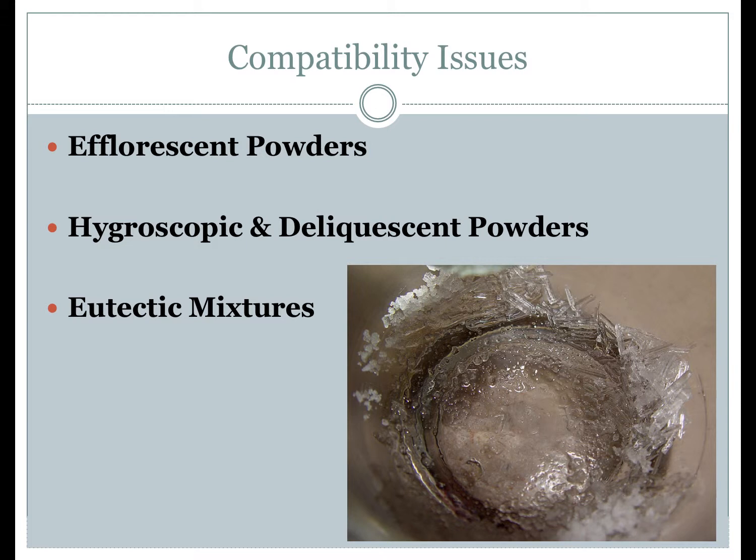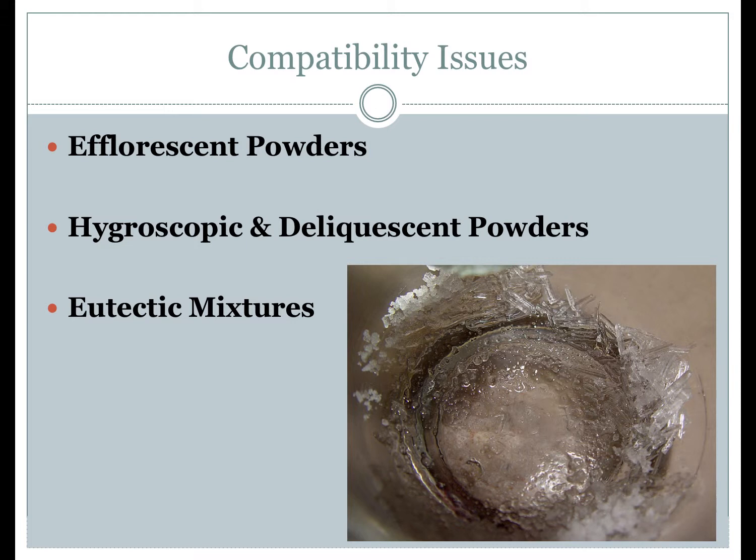Going a step further from that, an ingredient can also be deliquescent, which are hygroscopic powders that absorb so much water or moisture from the air that they can actually dissolve and transform from a powder into a liquid. Lastly, there is the potential to form a eutectic mixture, which is illustrated in the picture. A eutectic mixture is a mixture of two or more substances that start off as solid ingredients, such as powders or crystals, but when intimately mixed using trituration, become liquefied.